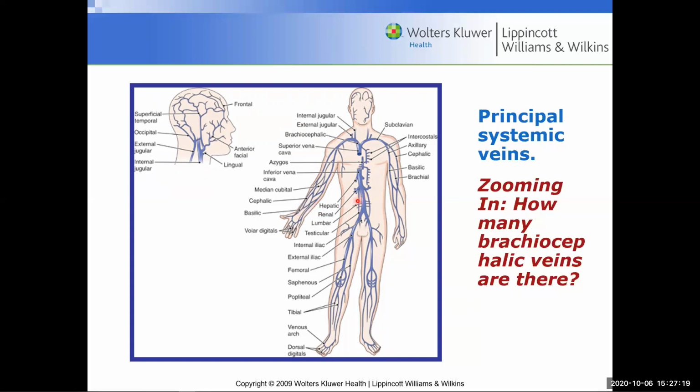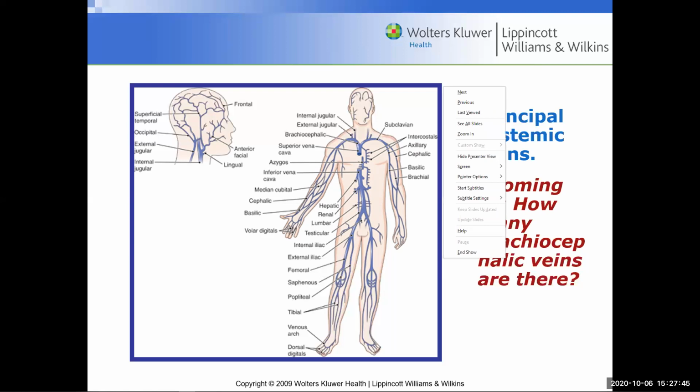Then you have the renal vein. This goes to the kidneys, lumbar, to the vertebral column. Testicular goes to the testicles. Internal and external iliac, femoral, major vein that runs down the leg. Saphenous, here it is. The popliteal runs behind the knee. Tibial, so named because of the proximity to the bone, the tibia.